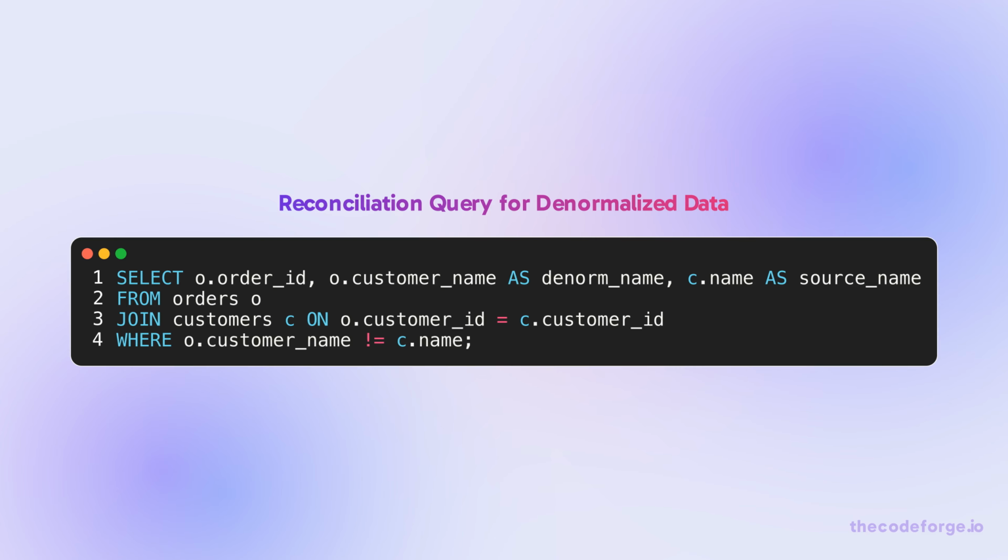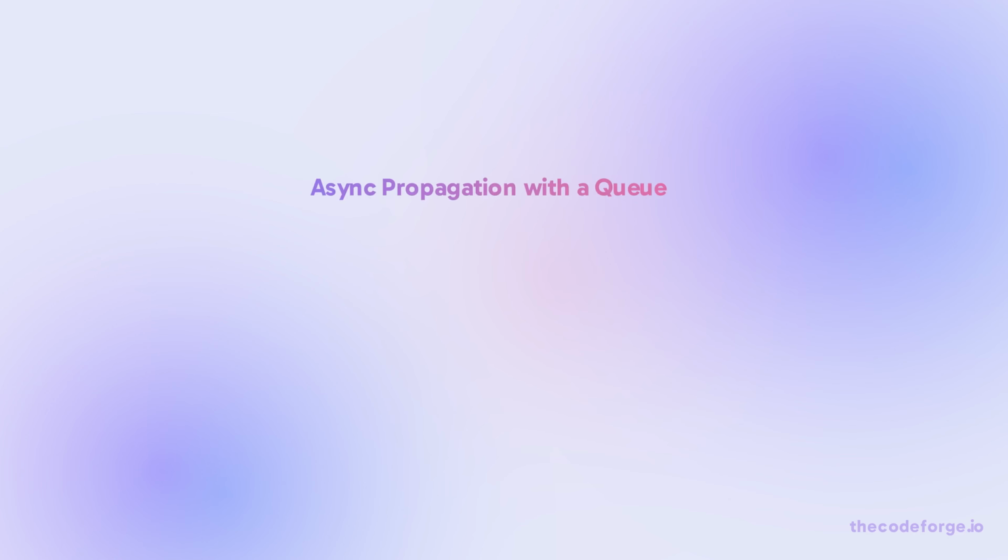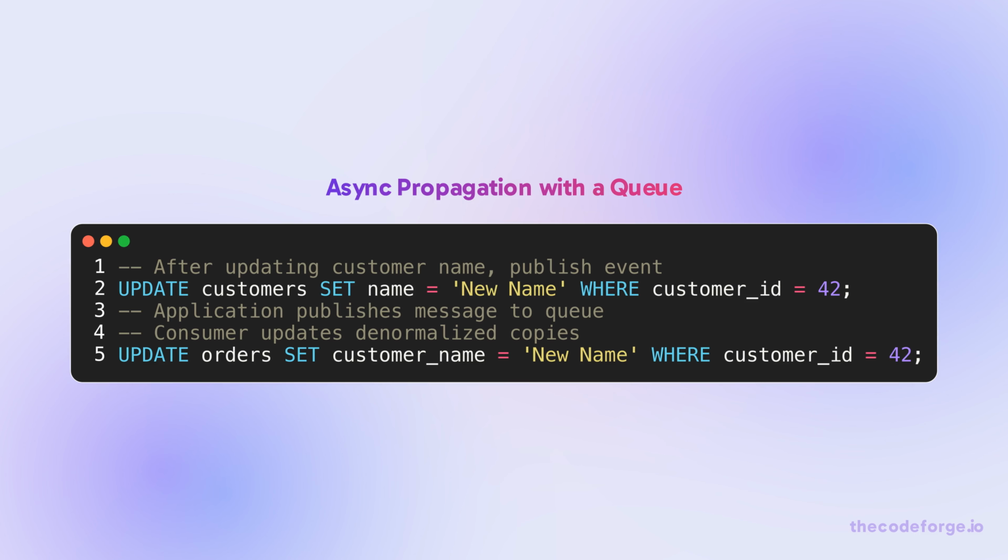The article mentions data inconsistency between denormalized copies, but doesn't show a concrete reconciliation query. Here's a SQL snippet to find discrepancies between a denormalized column and its source. The article advises against synchronous updates for denormalized columns. Here's a pattern using a message queue, e.g., RabbitMQ, to propagate changes asynchronously, reducing lock contention.